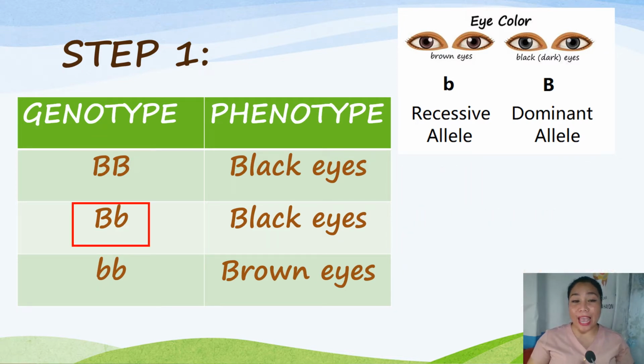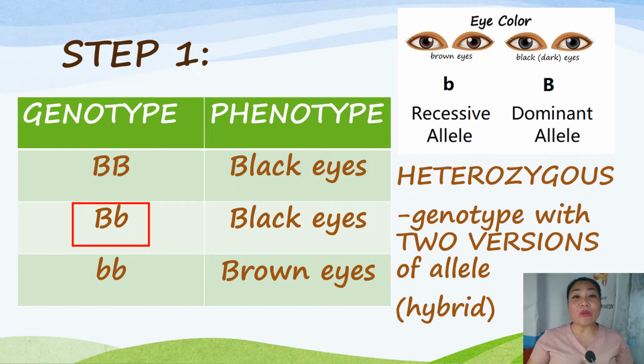On the other hand, heterozygous is a genotype with two versions of allele. In other words, hybrid. Phenotypically, homozygous and heterozygous are either seen as black eyes or brown eyes.